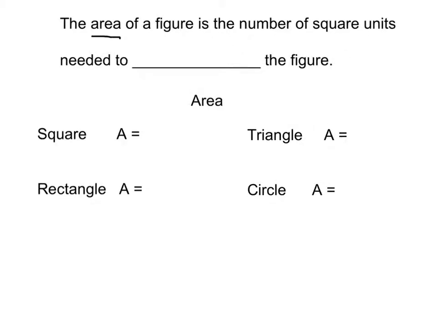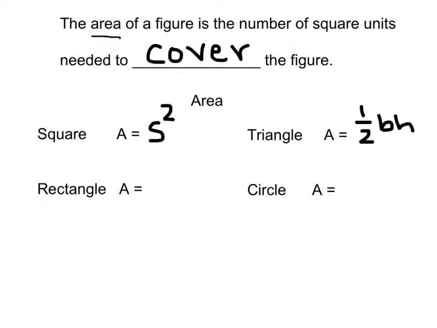Now we're going to talk about the area of figures. The area of a figure is the number of square units needed to cover the figure. Okay, and we have 4 formulas with this. To find the area of a square, you're going to do the side length raised to the second power. To find the area of a triangle, you're going to do 1/2 base times height. To find the area of a rectangle, you're going to multiply the length times the width. To find the area of a circle, you're going to multiply pi times radius squared.